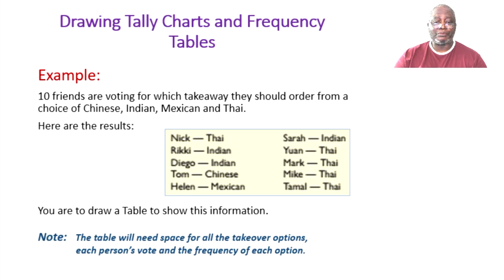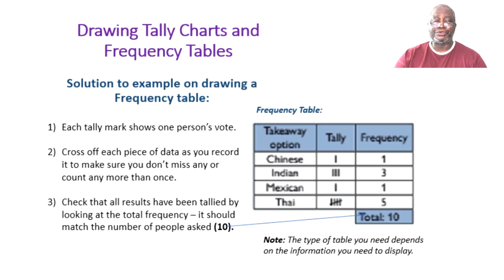You are to draw a table to show this information. The table will need space for all of the takeaway options, each person's vote and the frequency of each option. Let's look at how you'll do it. There is a solution. Each tally mark shows one person's vote.